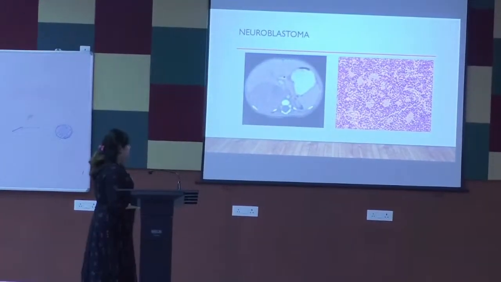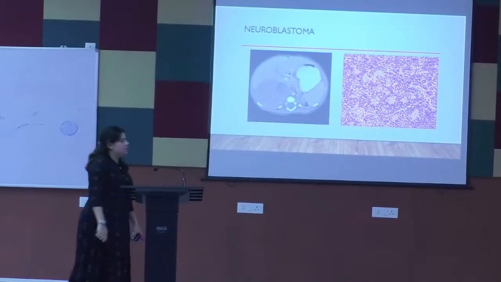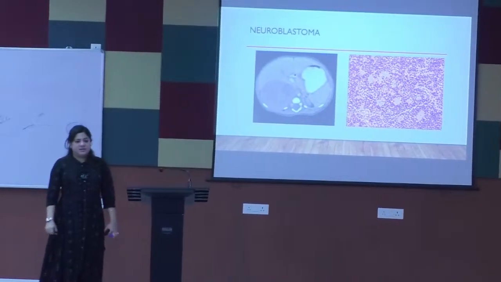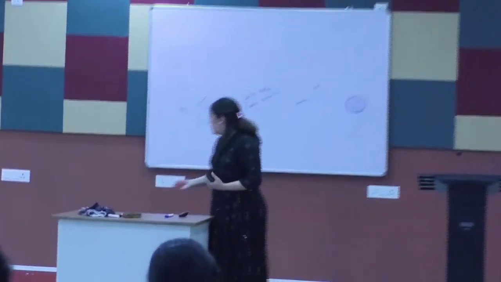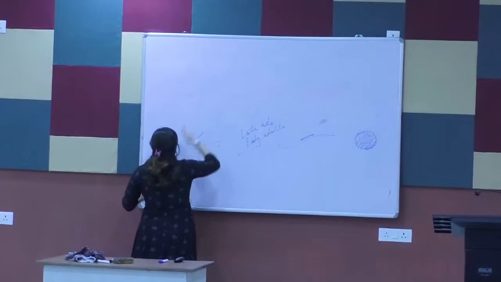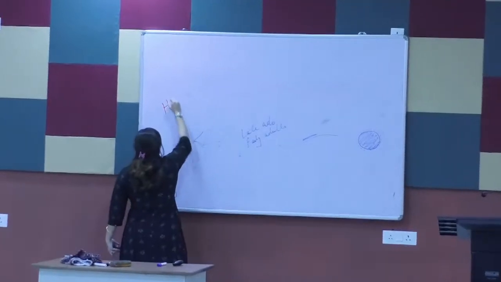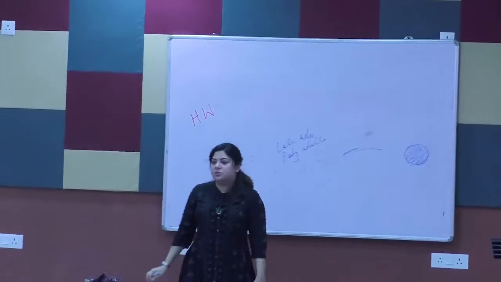And what are these? These are called rosettes, right? একটা হয় হোমার রাইট রোজেট, আরেকটা কি হয় রোজেট নাম জানো?